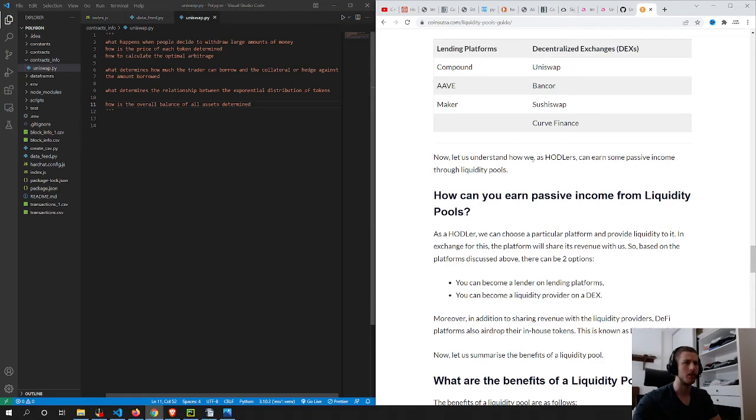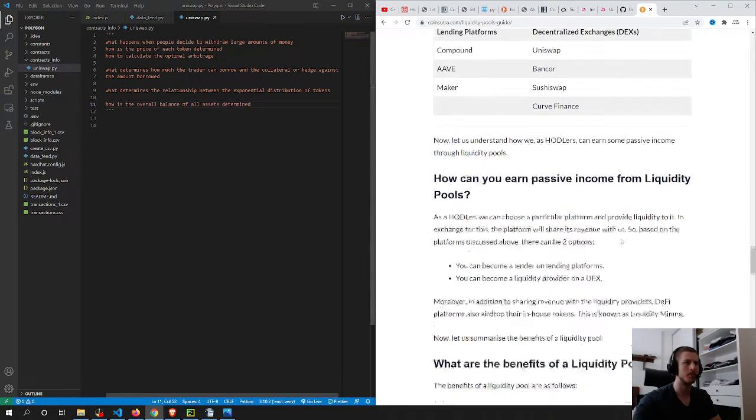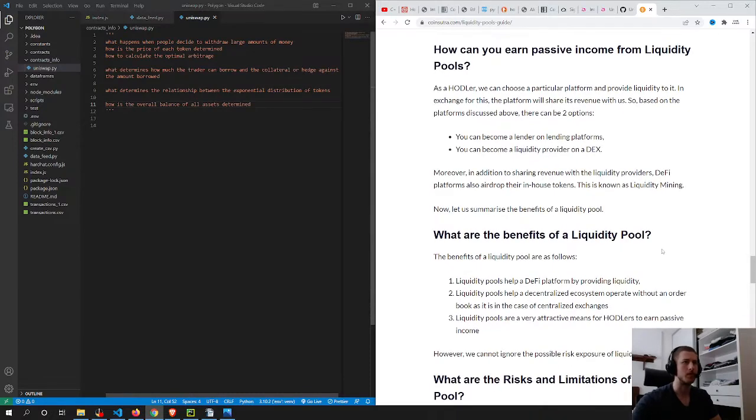Now let's understand how we as hodlers can earn some passive income through liquidity pools. How can you earn passive income from liquidity pools? As a hodler, we can choose a particular platform and provide liquidity to it. In exchange for this, the platform will share its revenue with us. So based on the platforms discussed above, there can be 2 options.